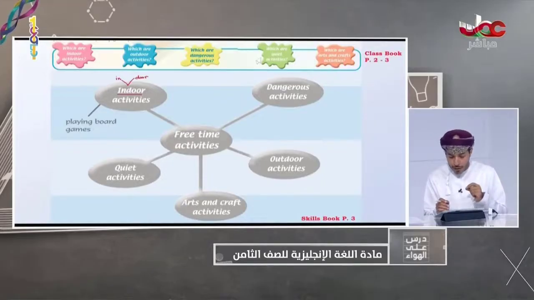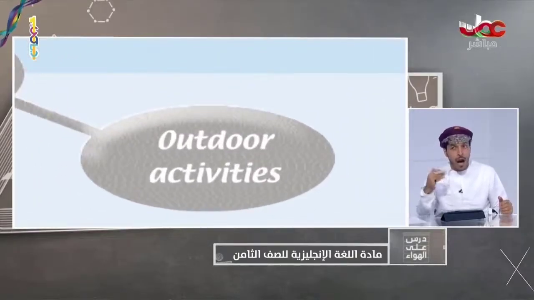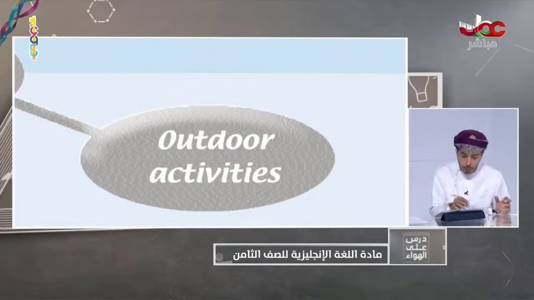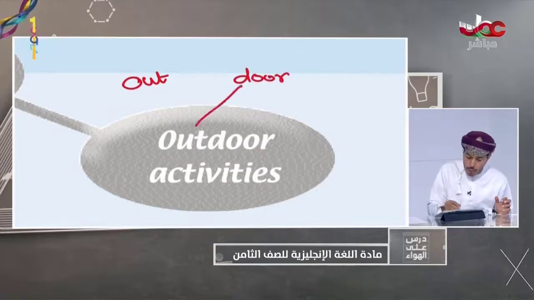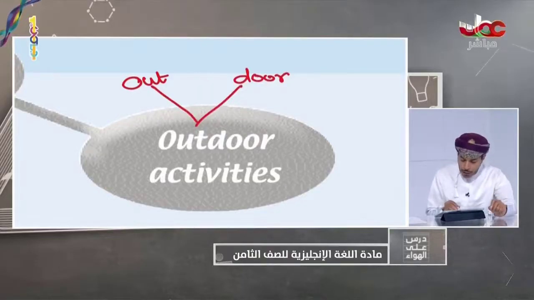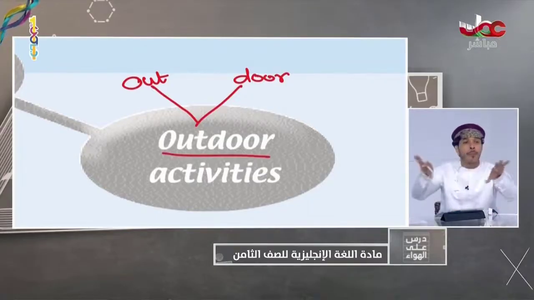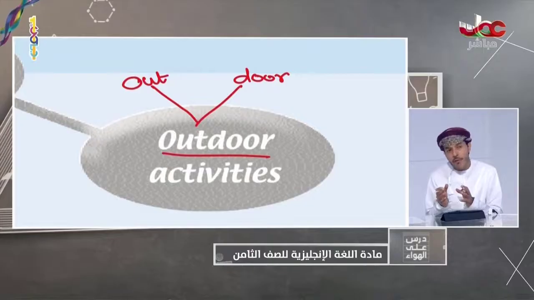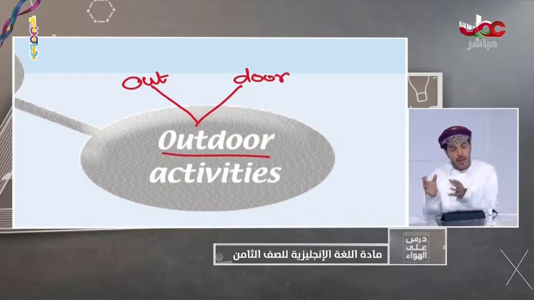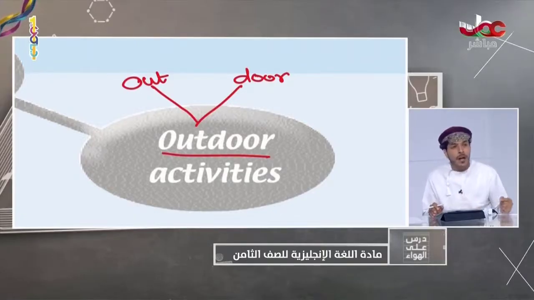But look at the opposite of this one, and let's move to this one, which is about outdoor activities. Out. And listen to the preposition out. Okay, we have out and we have door. We put them together in one word and it becomes outdoor activities. Outdoor activities means what? In open areas, outside your house, outside your room. So these games cannot be played inside your house. They should be outside your house. So that's what we mean by outdoor activities.